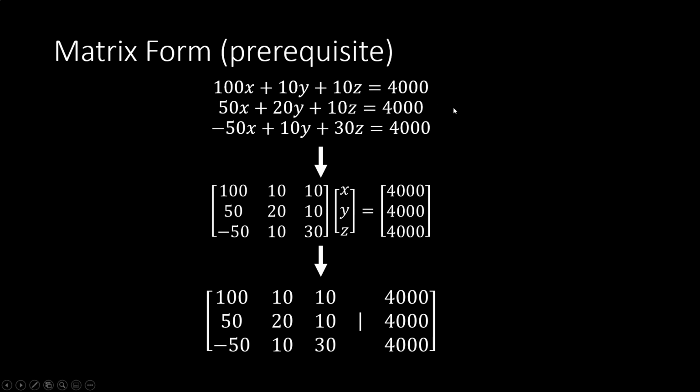If you have the system of linear equations, you can convert it into a matrix form like this. And you will notice that if you multiply these matrices out, you will return back to this equation form. And you need to know that this matrix form right here is just a shorthand notation to describe this system.